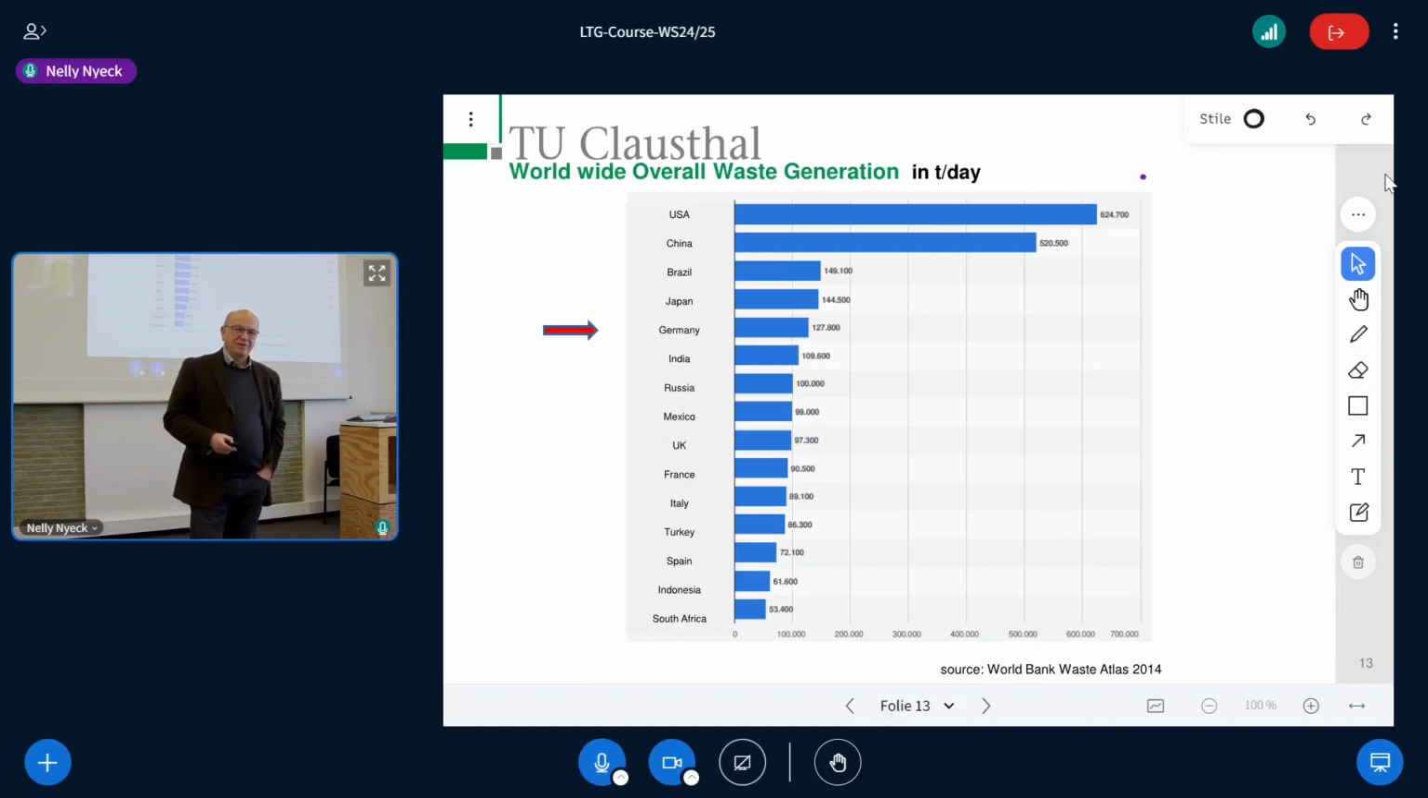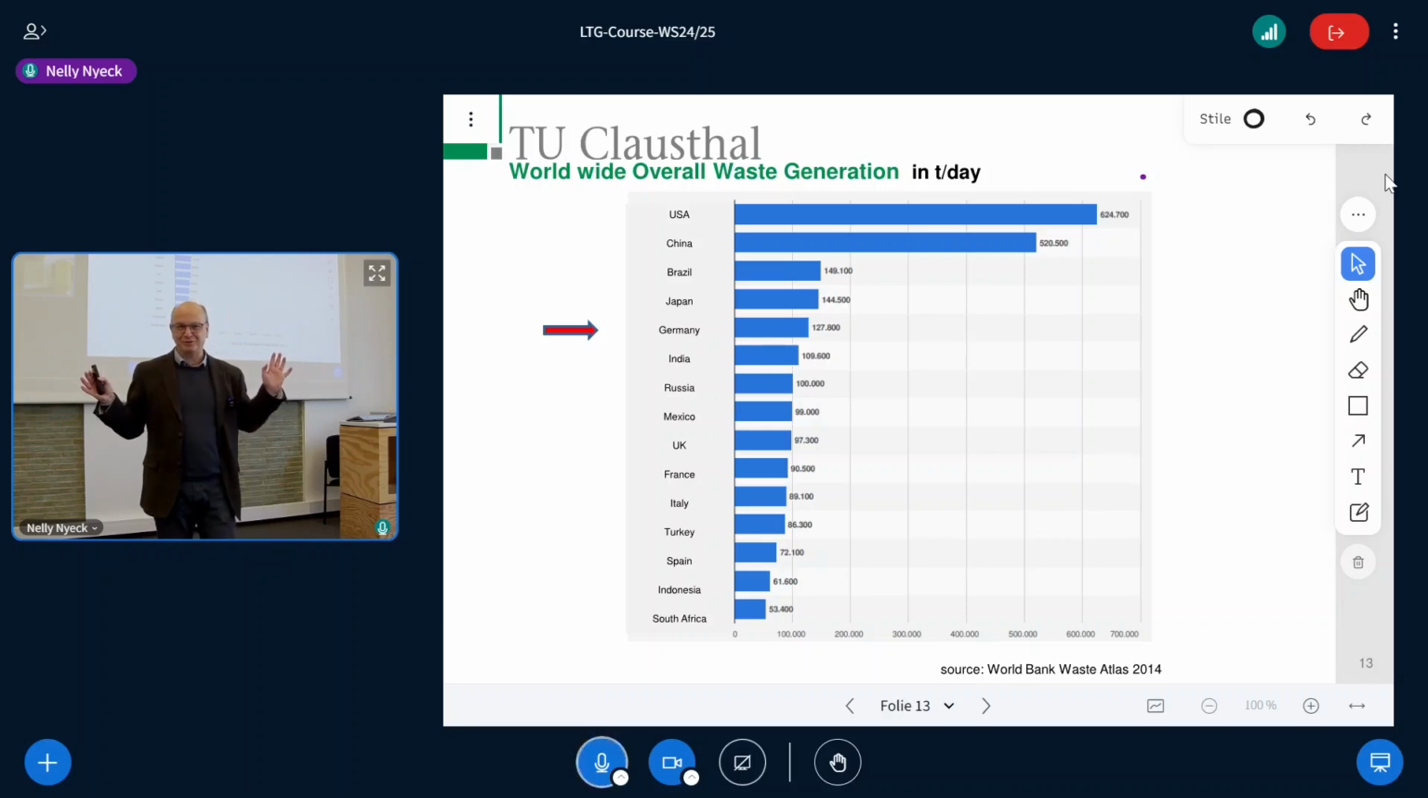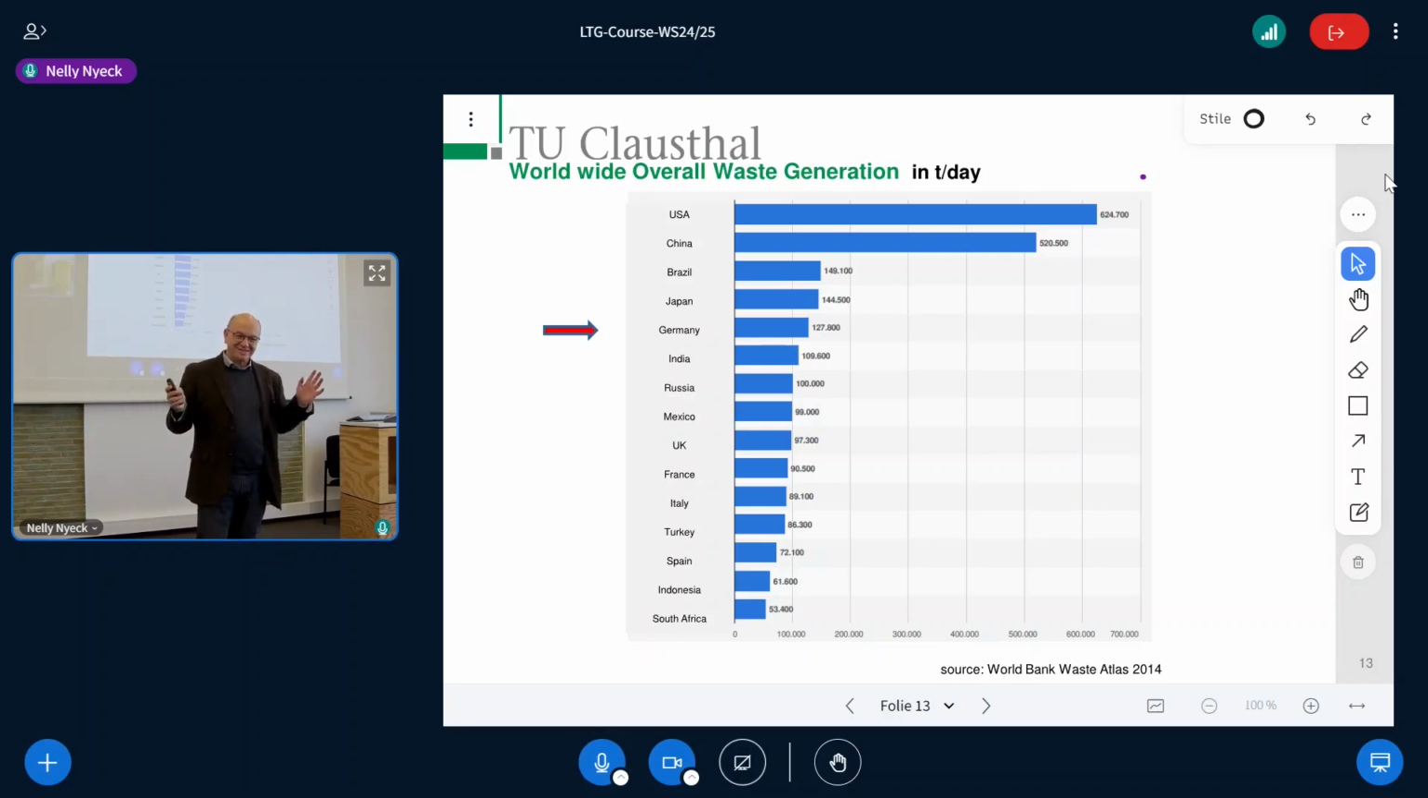Well, having that in mind, it's also important to see why we deal with these things in Germany, if we talk about worldwide problems. Well, that's the worldwide overall waste generation in tons per day, and not per capita, just per country. And what you can see here is, of course, the United States, they still waste everything, and it's not going to be better in the next four years, I'm pretty sure. China is also going this way, but of course China has much more people. It's a highly developed country.